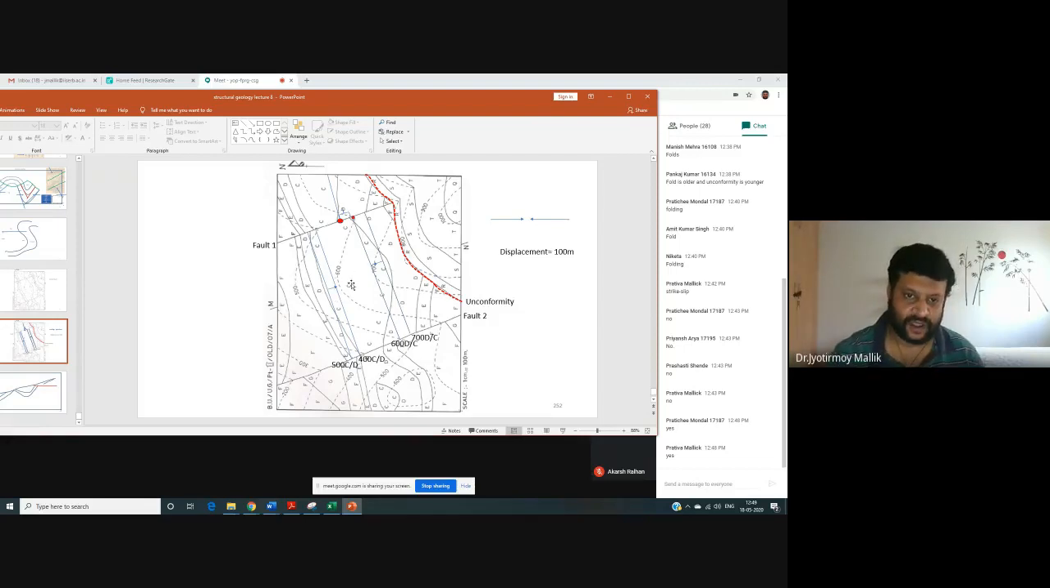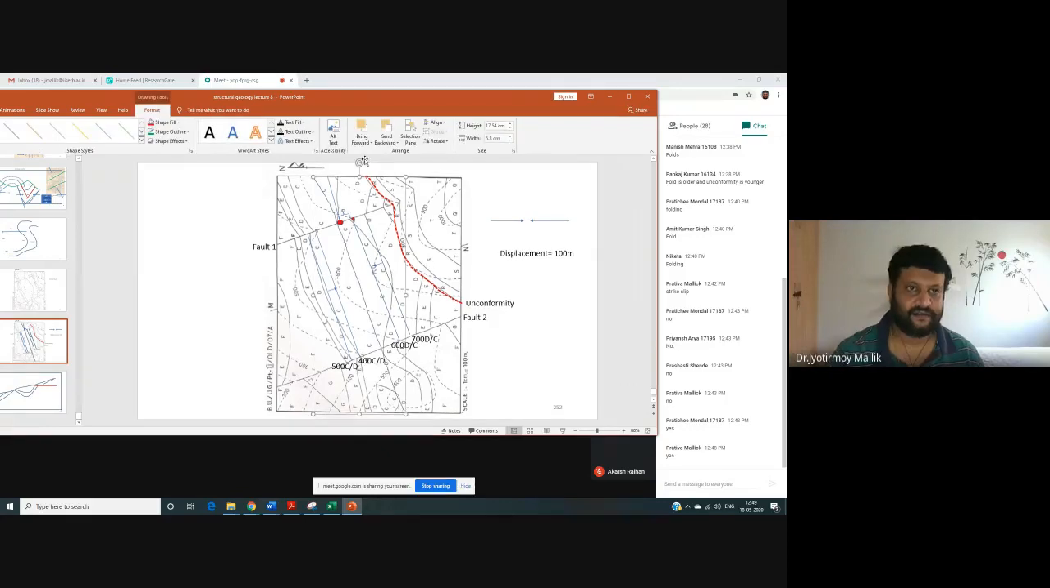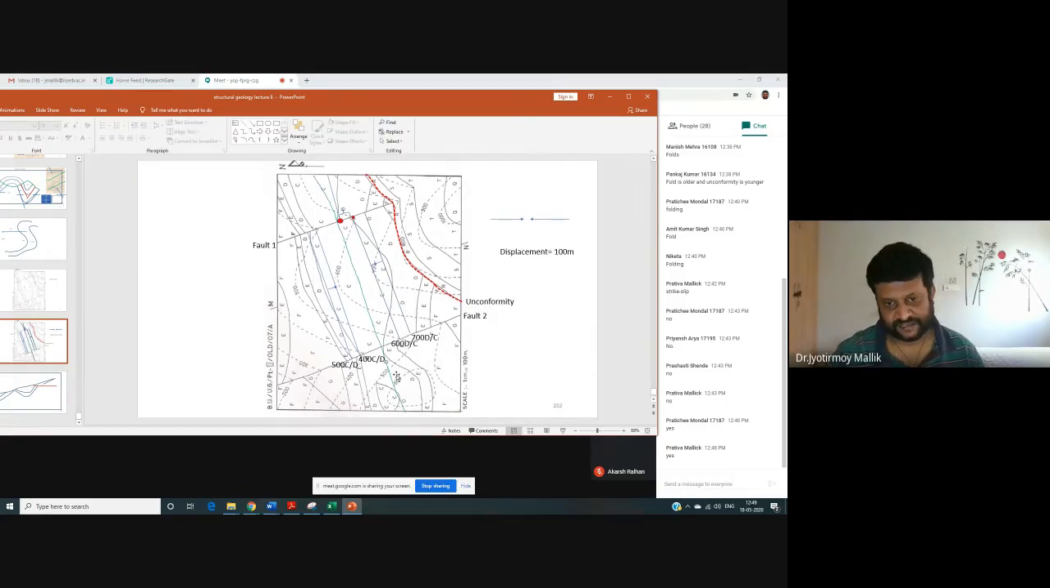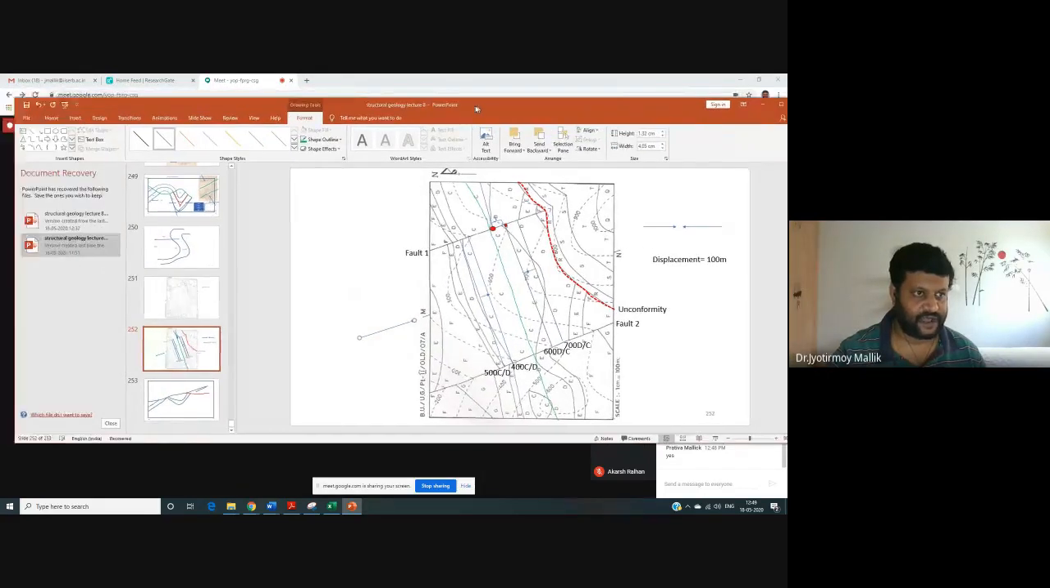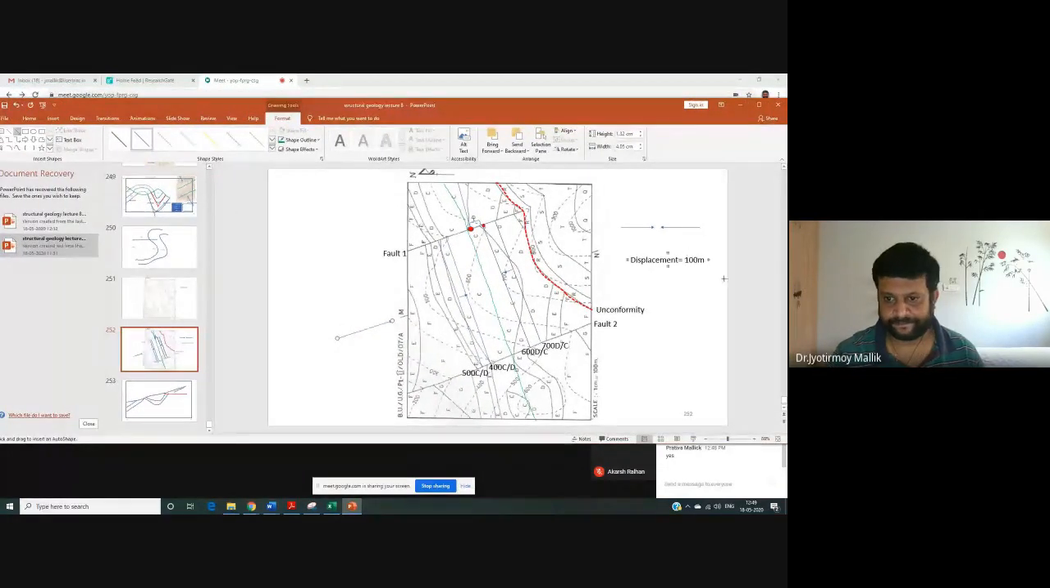And of course, if the folding is like this, then the fold axis will be this, right? This is the general latitude of the fold axis. This is my fold axis. If this is the fold axis, of course, the compression came perpendicular to the fold axis. So due to the compression from this side, northwest southeast, these beds got folded.